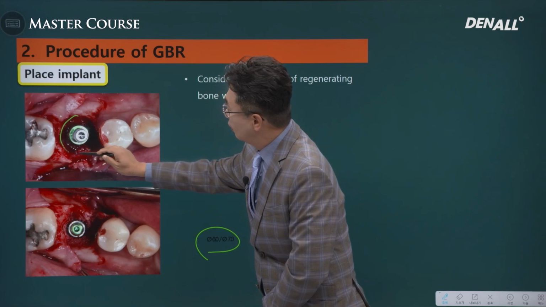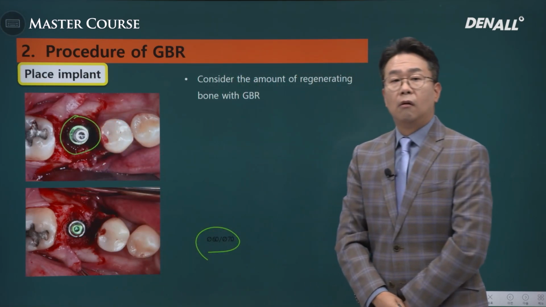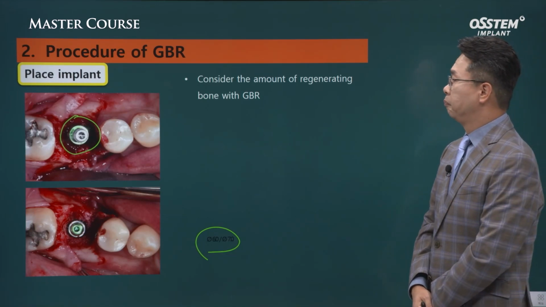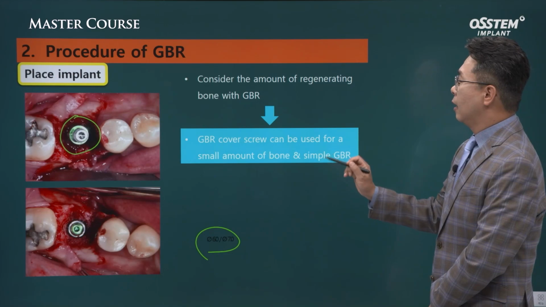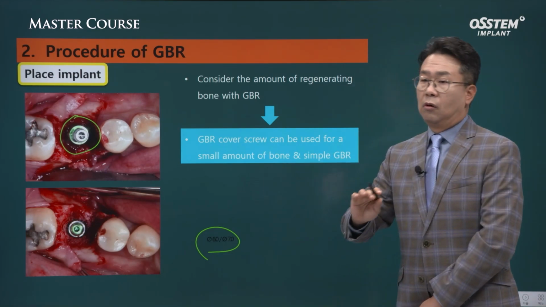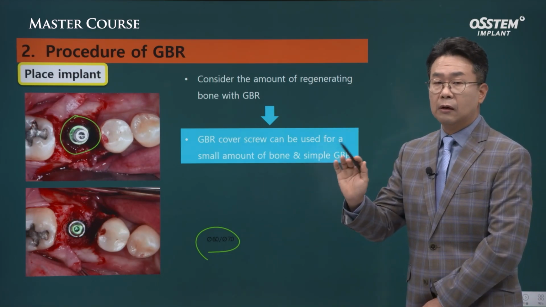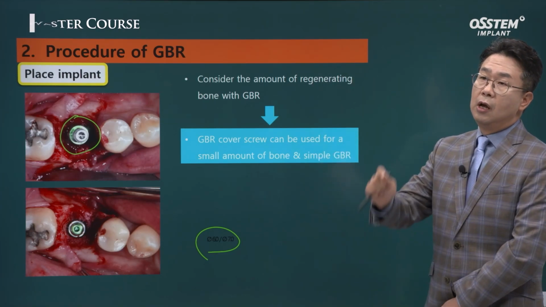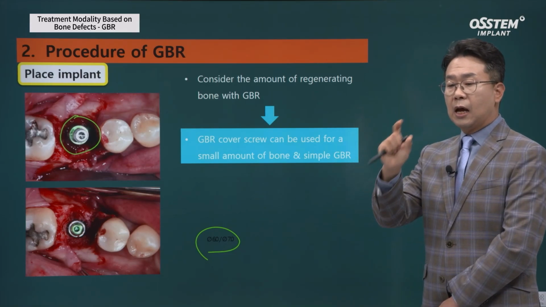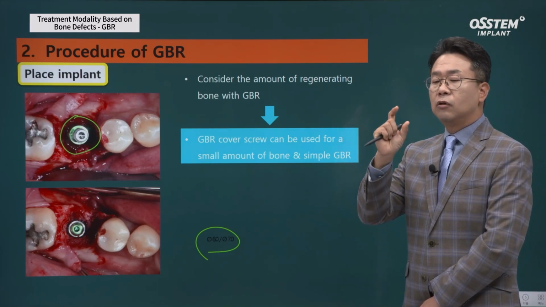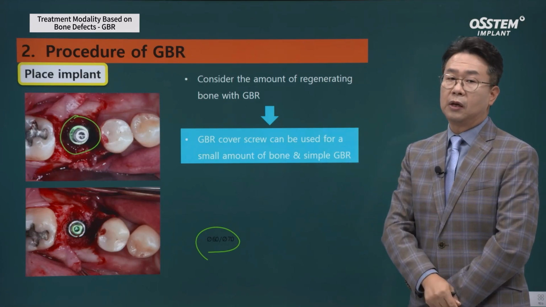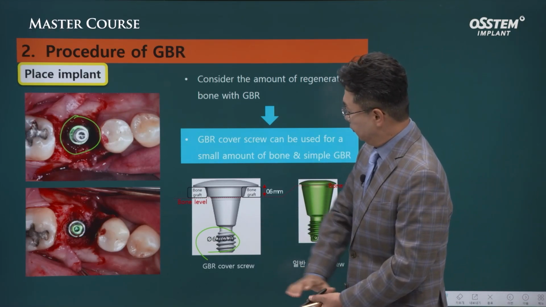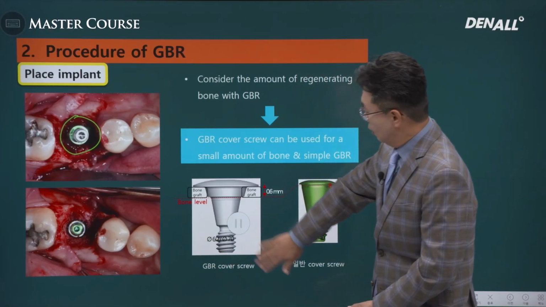We need to decide how much area we're going to cover. We're going to make a decision as to whether we're going to use a cover screw or a special tool, or are we going to cover the entire area. We need to determine the amount of bone regeneration that can be achieved based on the defect. Many things change depending on the amount.